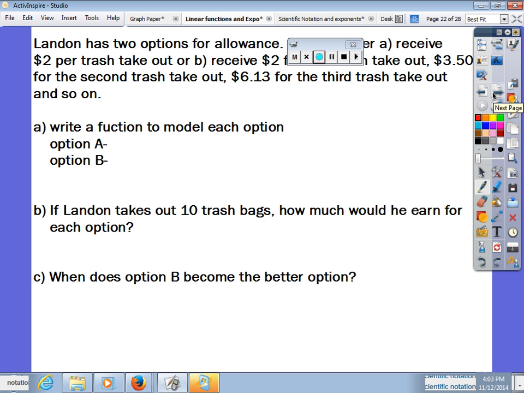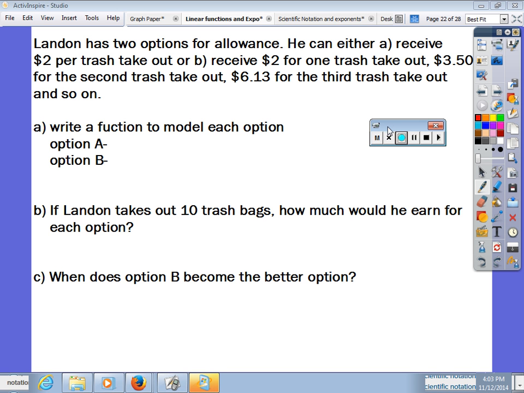All right, we also did this one, which was about Landon and 2 options for allowance. And I'll just go ahead and do this one real quick, too. So Landon has 2 options. He can either A, receive $2 per trash takeout, or B, he can receive $2 for 1 trash takeout, $3.50 for the second, $6.13 for the third, and so on. So part A says write a function to model each option. Well, obviously option A is linear because of the word per, all right? So that means it's y equals mx plus b. So I'm going to have y equals 2x.